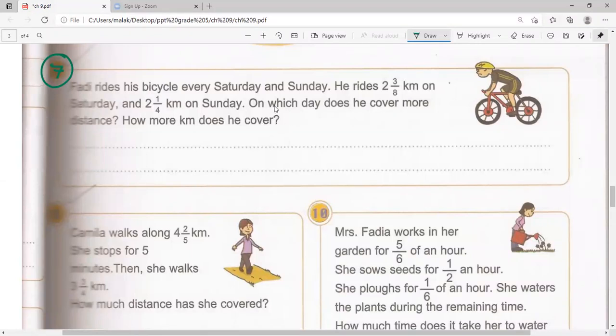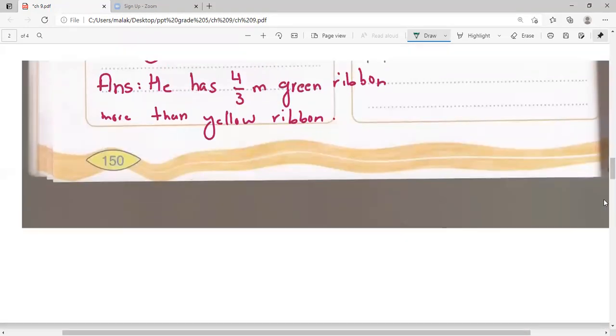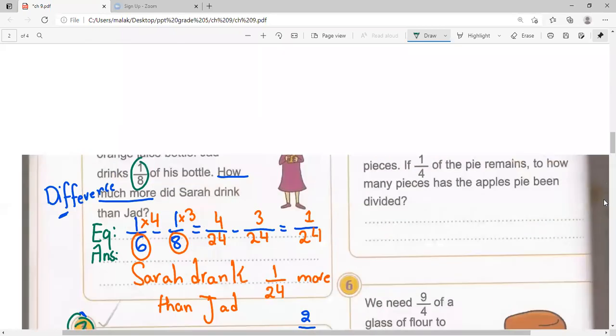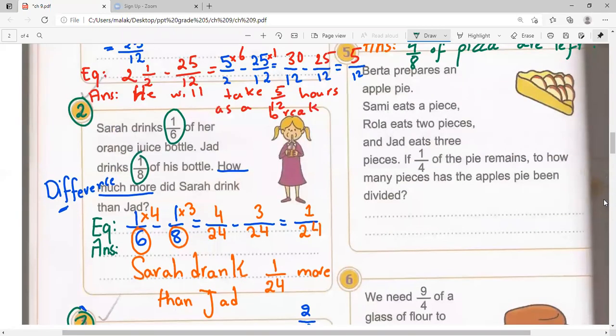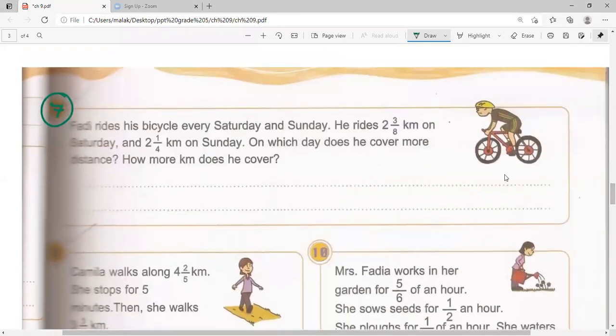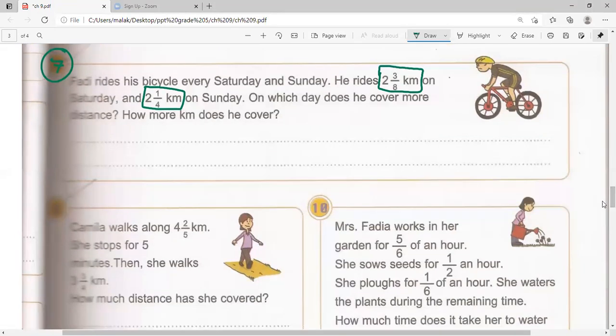Okay, so here we are comparing between two different days, Saturday and Sunday. So it looks like which problems? Problem 2 and 3, exactly. Type 2 and 3. Fadi rides his bicycle every Saturday and Sunday. He rides 2 and 3/8 kilometers on Saturday, whereas he rides how many kilometers on Sunday? On Sunday, 2 and 1/4 kilometers.